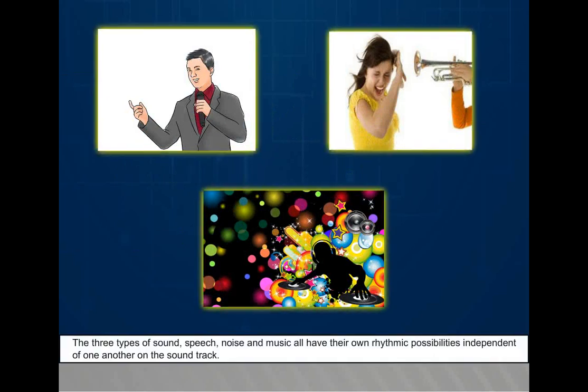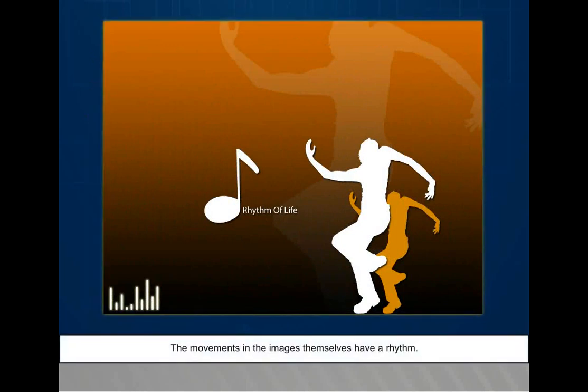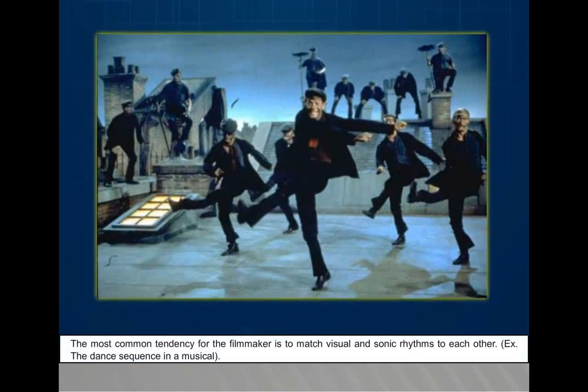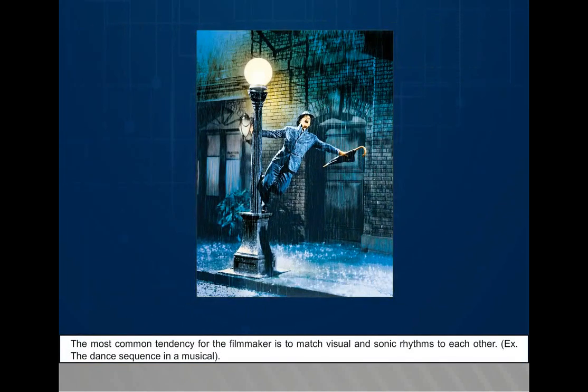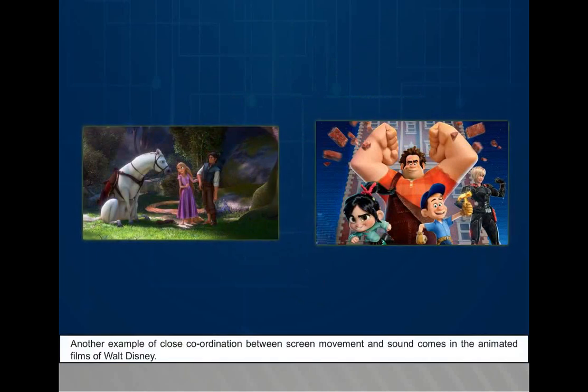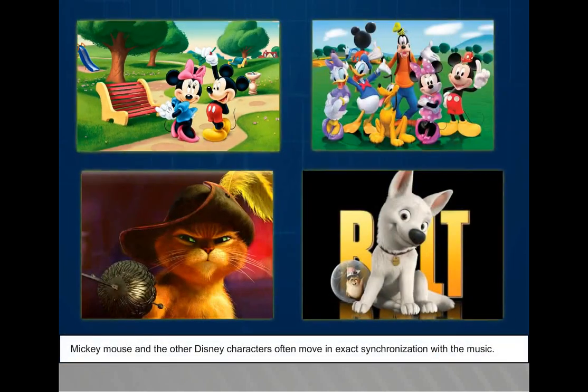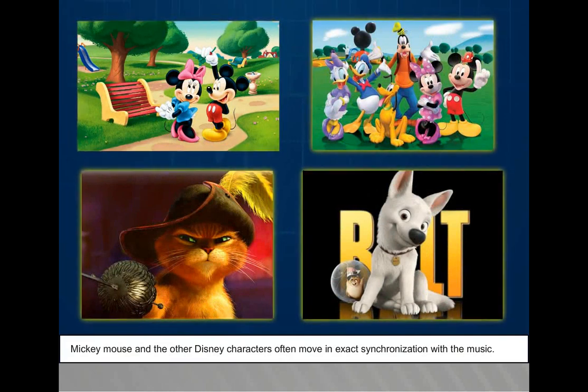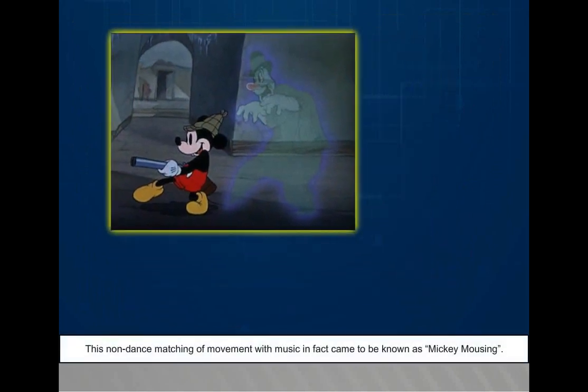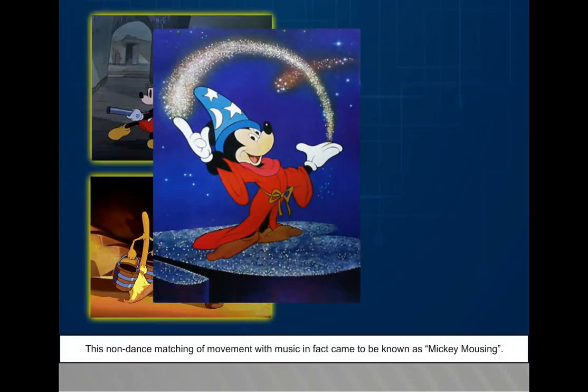The three types of sound, speech, noise, and music, all have their own rhythmic possibilities independent of one another on the soundtrack. The movements in the images themselves have a rhythm. The most common tendency for the filmmaker is to match visual and sonic rhythms to each other. For example, the dance sequence in a musical. Another example of close coordination between screen movement and sound comes in the animated films of Walt Disney. Mickey Mouse and the other Disney characters often move in exact synchronization with the music. This non-dance matching of movement with music in fact came to be known as Mickey Mousing.